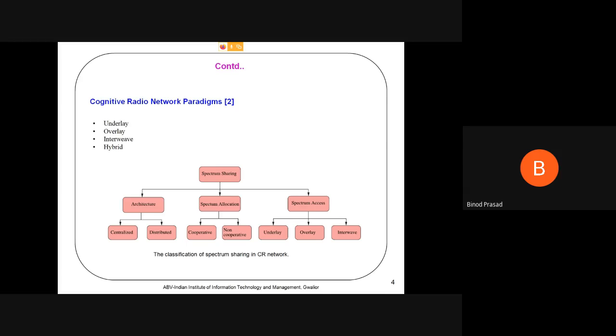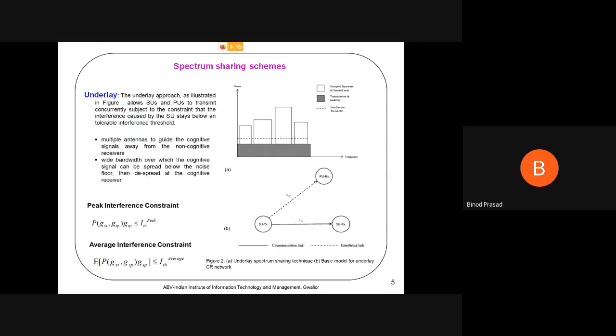Then there is a third approach, that is spectrum access, and under this category there are three schemes. I will say rather four schemes. One is underlay, overlay, and interweave, and the fourth scheme can be a hybrid kind of thing, where two schemes can be merged, because each scheme has some benefits and also some losses in terms of utilizing the given spectrum. We will discuss mostly this spectrum access, because what I said regarding cognitive radio is nothing but a technology which helps to utilize the existing band more efficiently, without any requirement of a band from the government agency. So whatever band is there, that is being utilized using this technique.